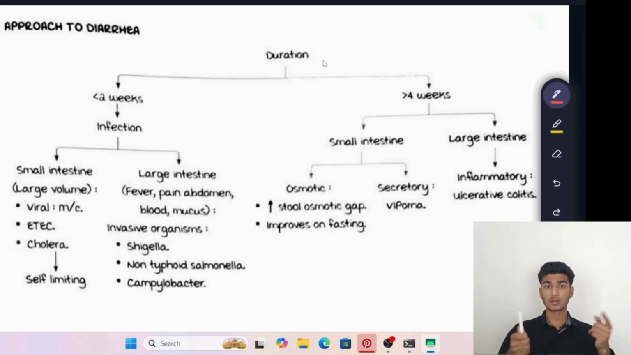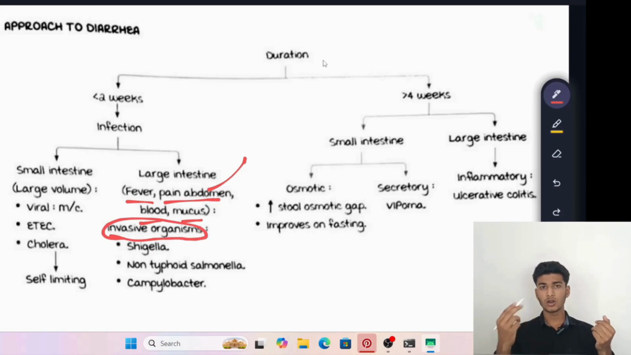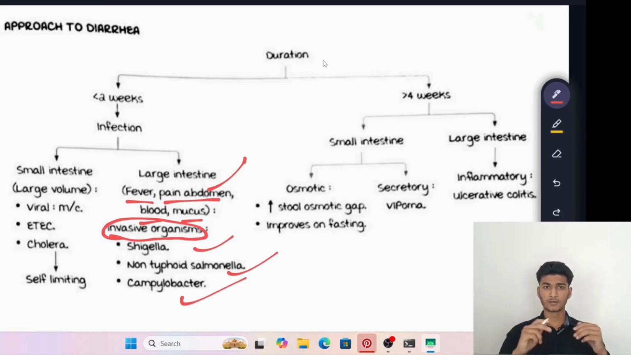If he says yes, then you have a confirmed diagnosis that it is a large intestinal diarrhea. Here you can see fever, pain in abdomen, blood and mucus. Then it is large intestinal diarrhea. And then you can give drugs according to the organisms which affect the large intestine, such as Shigella, non-typhoid Salmonella, and Campylobacter. So this is how you find large intestinal diarrhea.